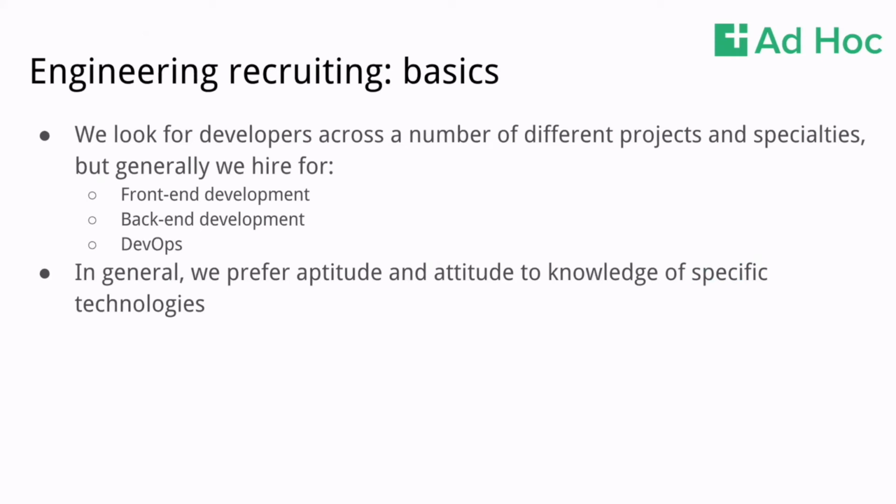Okay, so let's talk about recruiting for engineering positions. So we have a number of different projects. At any time, we have various slots open on those projects. That kind of comes and goes in a fluid way. So we hire for a number of different things, but generally what we look for is front-end development, back-end development, and DevOps folks. Those are pretty standard in software engineering. So I guess what those mean won't come as too much of a surprise.